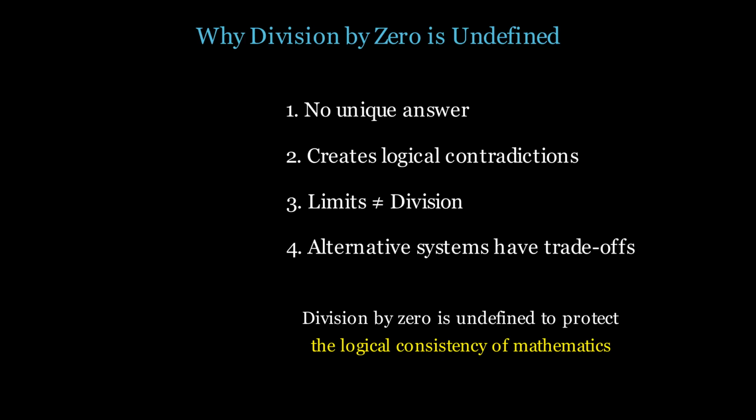Division by 0 isn't forbidden because mathematicians are rule-obsessed. It's undefined because defining it would break something far more important, the consistency and reliability that makes mathematics work.